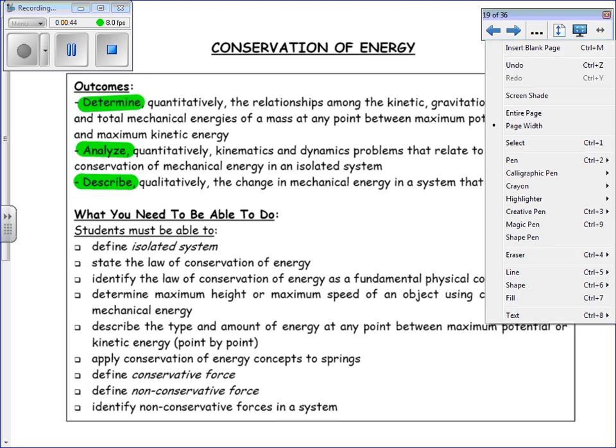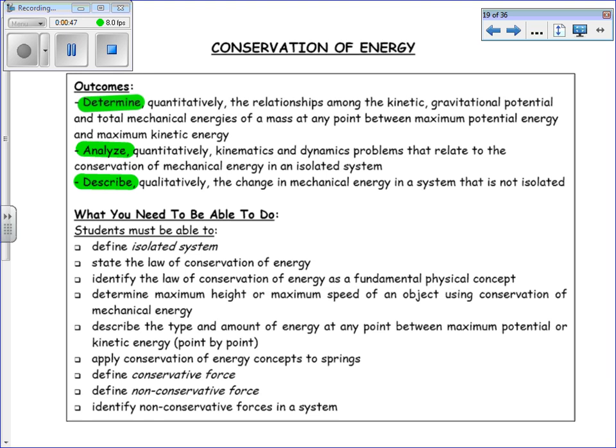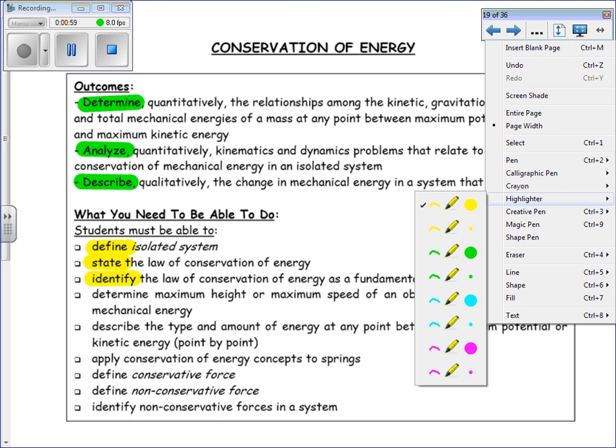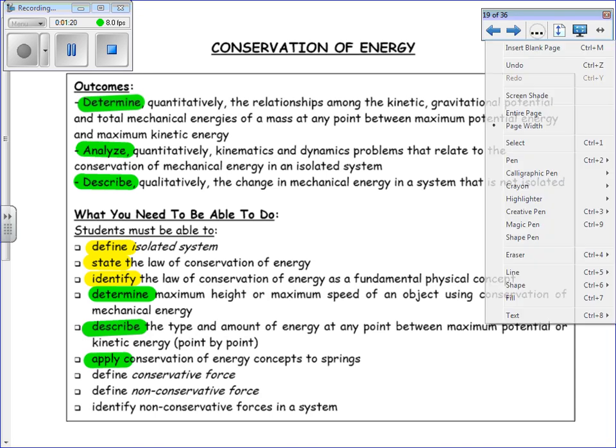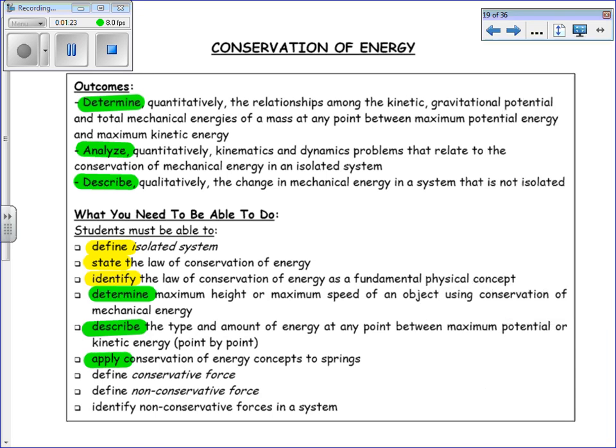So what you need to be able to do in order to show me you've met those outcomes is define isolated system, state the law of conservation of energy, identify the law of conservation of energy as a fundamental physics concept, determine the maximum height or maximum speed of an object using conservation of mechanical energy, so that's directly related to Science 10, describe the type and amount of energy at any point between maximum potential or kinetic energy, so that's point by point, apply conservation of energy concepts to springs, define conservative force and non-conservative force, and identify non-conservative forces in a system.